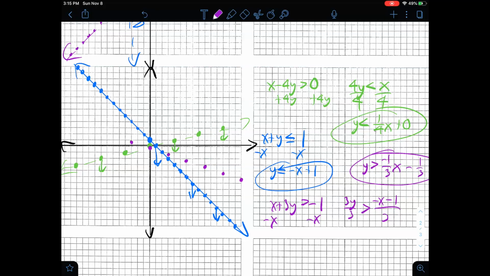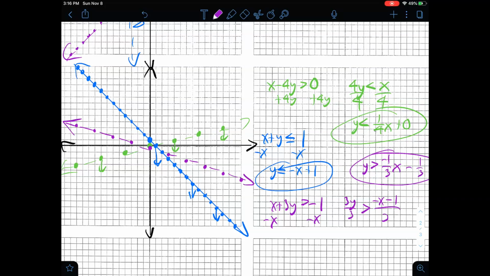Up 1, left 3, repeating, until we can't go any farther. And that's going to be a dashed line. And that one is shaded above.